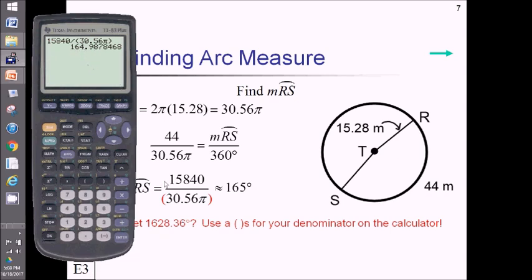Now, why do we need to do this? Well, it's a PEMDAS issue with your calculator. If you don't put this parenthesis in here, your calculator is just going to do multiplying and dividing from left to right, which means it's going to do 15,840 divided by 30.56, and then whatever number it gets from that, it's just going to multiply that by pi. But you don't want that to happen. You want this multiplication in here to happen first. That's why you need to use that parenthesis.